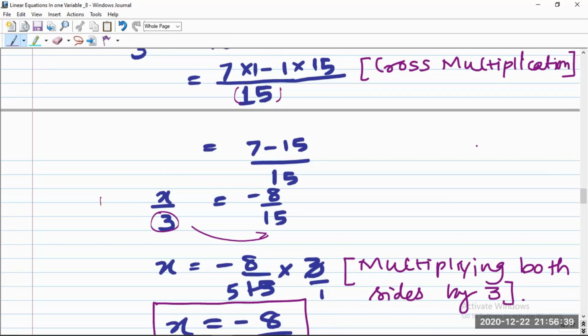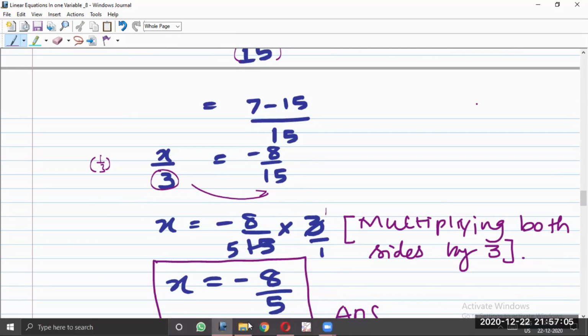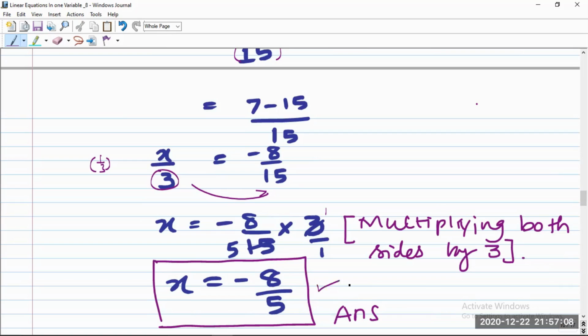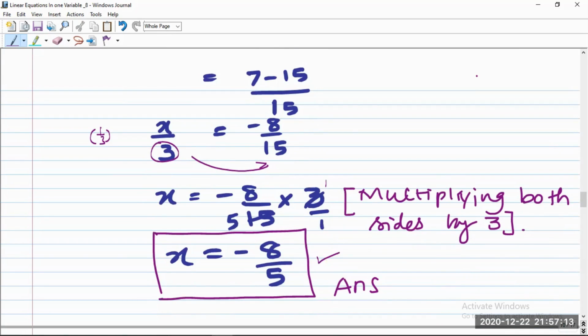Actually it is a number in the form of 1 by 3, so when it goes to the right side, it will become 3 by 1 in multiplication. Okay, so it will be x equal to minus 8 by 15 into 3 by 1. So this 3 by 1 and minus 8 by 15, these two can be simplified, 3 5s are 15. So it will become minus 8 upon 5. So that minus 8 by 5 is nothing but the required solution for the given equation, right? Hope everyone understood this example.